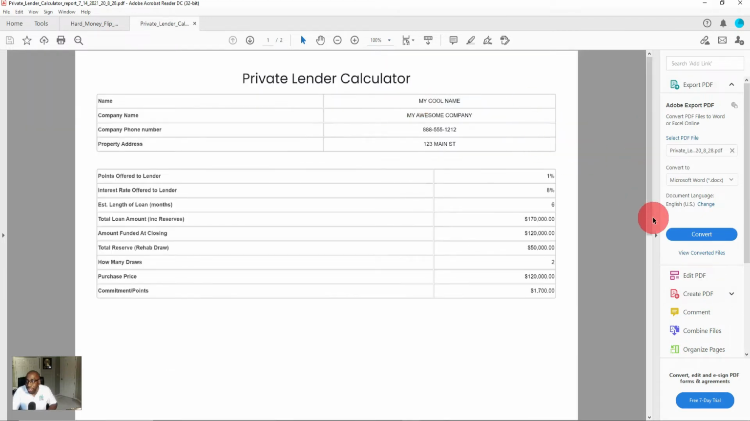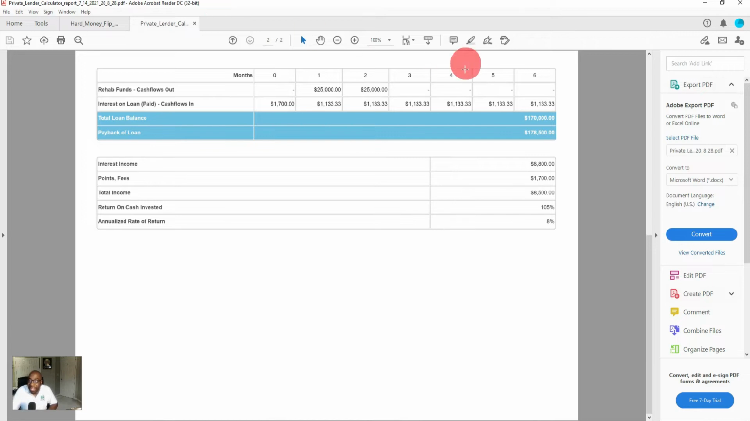And you could print this out and send it to your lender, and when you sit down with your private lender, you can go over everything here. You can show them all the cash that's coming in and the cash that's coming out. Show them what the payback of their loan will be. This is how much you borrowed. This is what the payback of their loan will be. This is how much interest they earned, and this is the points they earned. This will be their total income, and this will be their return on investment.